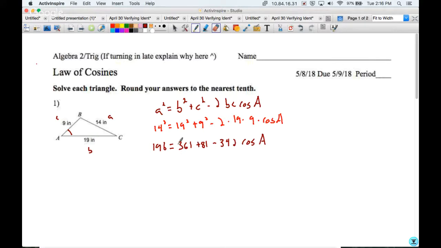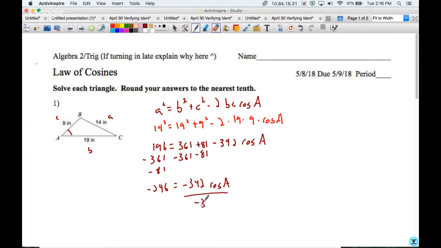All right, going to subtract 361, subtract 81 from both sides. These are all my like terms, so I want to get them together. Don't just try to combine all 3 of these numbers. We can't do that. This is being multiplied, so this 342 cannot be combined with these 2 numbers over here. These are like terms with this 196, so that's why I'm combining all of them. 196 minus 361 minus 81 is negative 246, equals negative 342 cosine A.